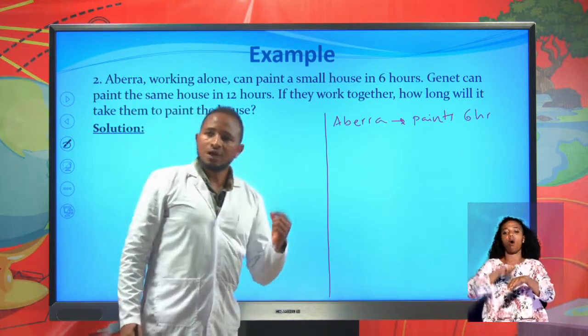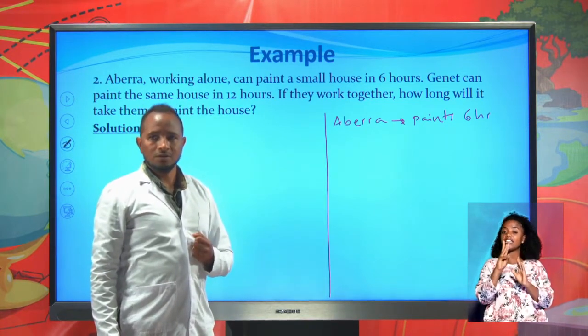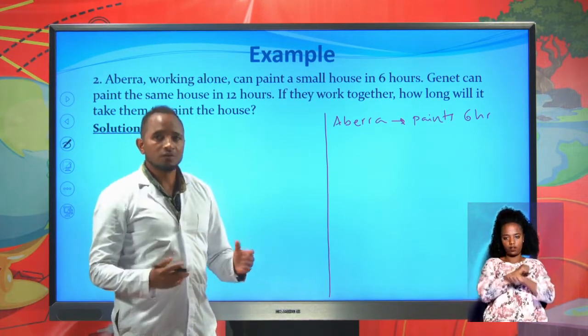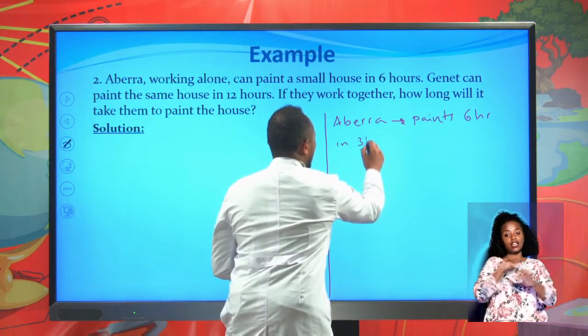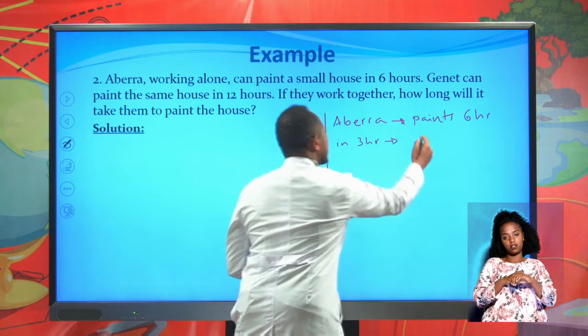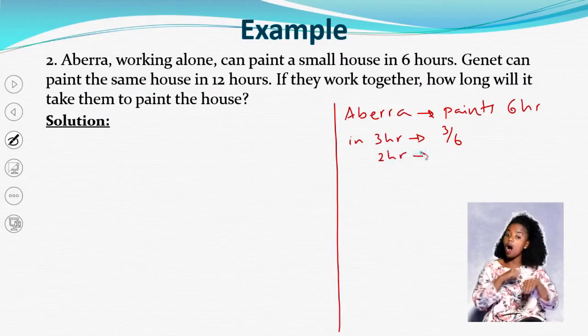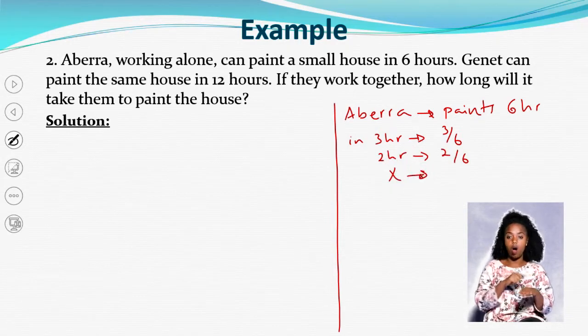So what fraction of work can Aberra finish in 3 hours? In 3 hours, he completes half of the job, 3/6 of the job. In 2 hours, he can complete 2/6 of the job. If we take a variable x, in x hours, where x is less than 6, he completes x over 6 of the job.